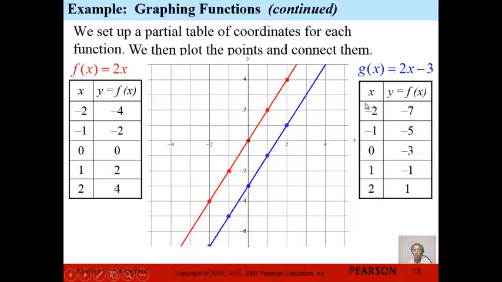line. Similarly, we plot negative 2, negative 7 for g. X equal negative 1, y equal negative 5 is a point on g. X equals 0, y equal negative 3. X equal 1, y equal negative 1. X equal 2, y equal 1. So if I connect those 5 points with a line, then that line is indicating that there are infinitely many ordered pairs for this function.